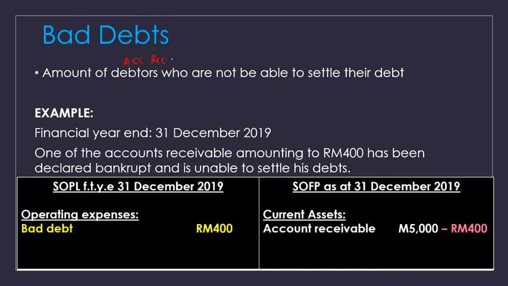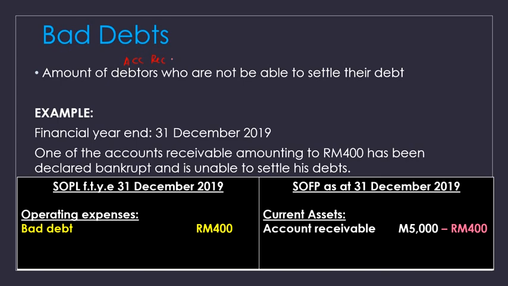Okay, example lah. Ataupun dia dah declarekan sebagai bankrupt, so dia tak mampu nak bayar hutang you, so dia tak akan dapat lah hutang tu. So your account receivable will be your bad debt. Bad debt is your expenses. Okay, so let's go for the example.